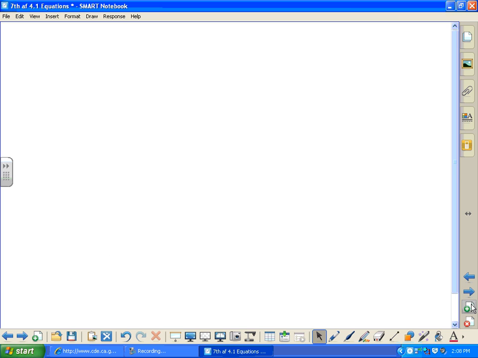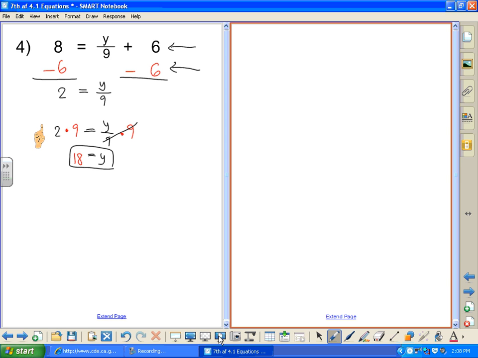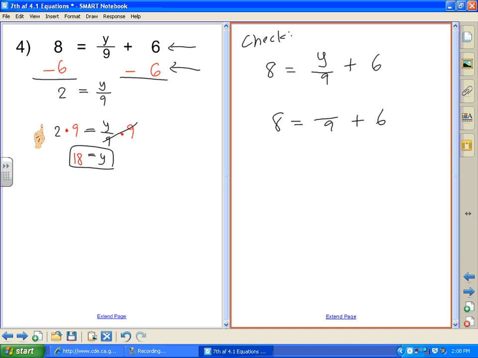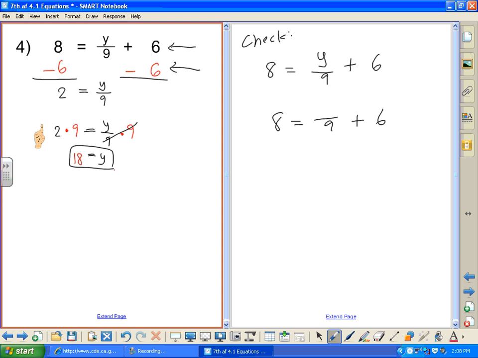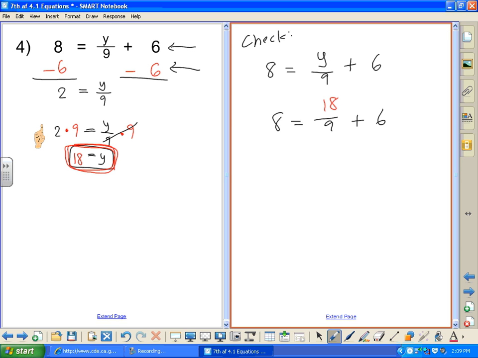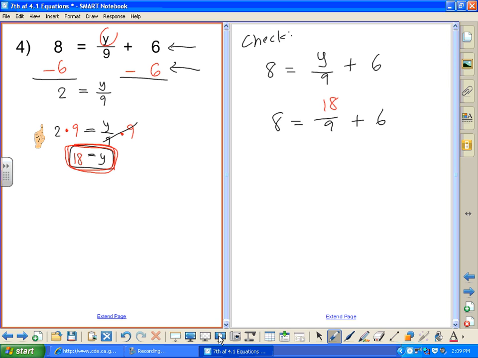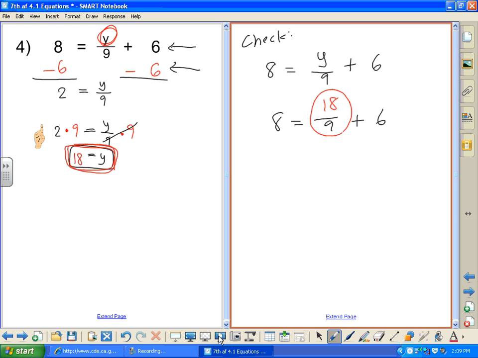How do I check my work? The check, you should always check your work here. You rewrite the problem once again. And what you do is you place the 18, your answer, into where the y was, because that's the whole point of the problem, was to solve for y, wasn't it? So it's 18 divided by 9 plus 6.